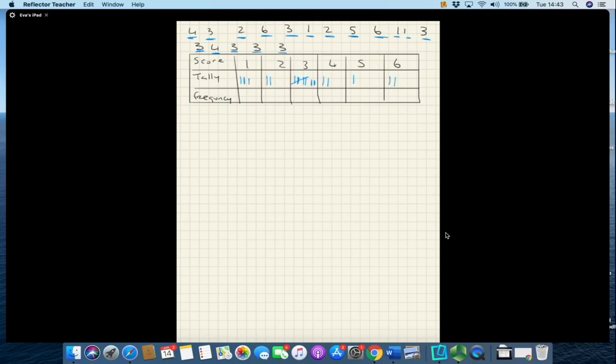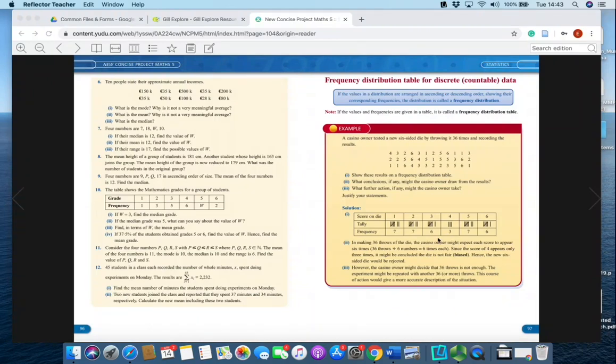And then you add them up. Your frequency is just literally, I have 3 number 1s, I have 2 number 2s, I have 7 number 3s, I have 2 number 4s, I have 1 number 5, and 2 number 6s. So that's how you would tally. And then you get your frequency distribution table.